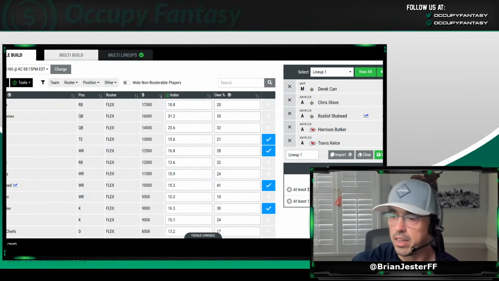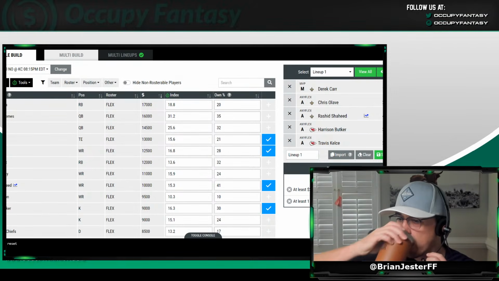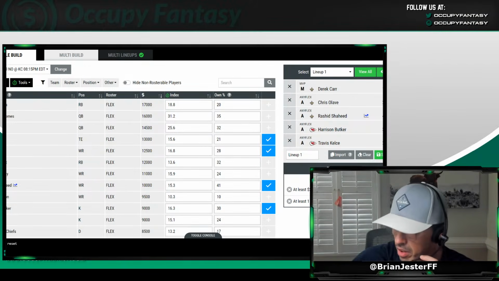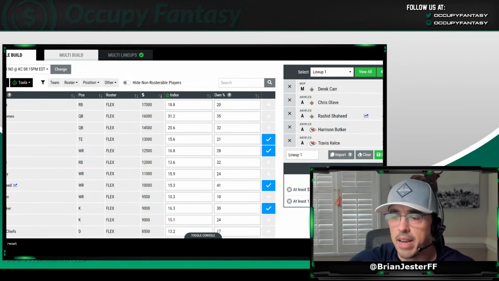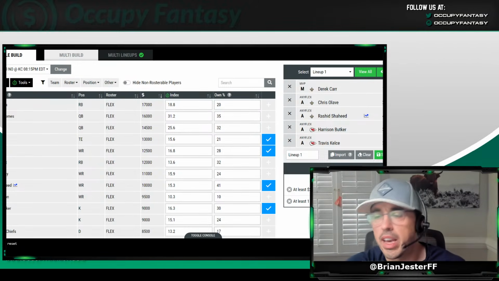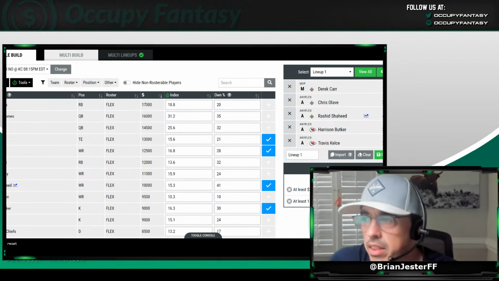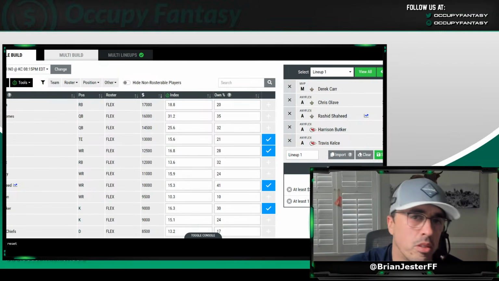And as Hawk Dark says in the chat, take Kamara out for Shaheed with Carr and you can fit Bucker. Yeah, you can play around with the 1v1s and the 2v2s very simply.